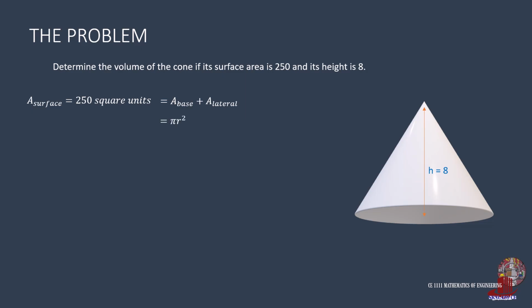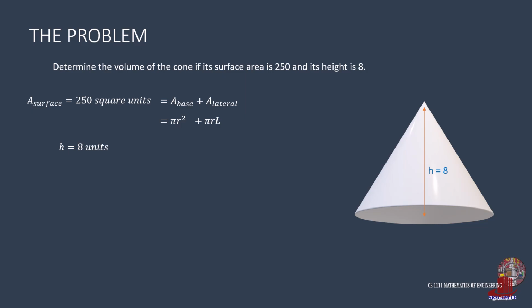Mathematically, we can write this as pi r squared for the area of the base and pi r L for the lateral area. Note that we have a single equation with two unknown variables, r and L, so we need to reduce the unknowns. The other given is 8 units as the altitude or height of the cone, notated as h for this example. The height is used to create a function relating r and L, so as to reduce the variables in the first equation.